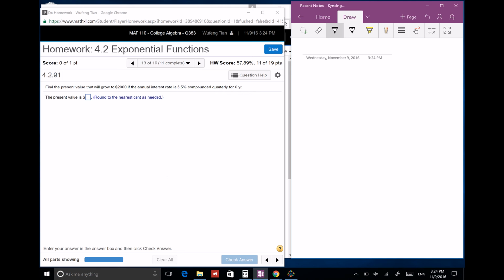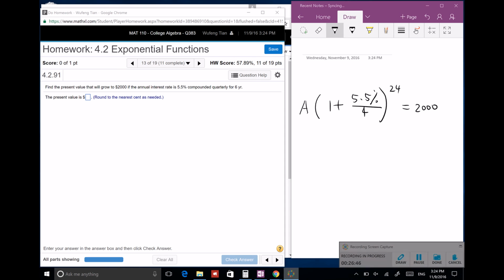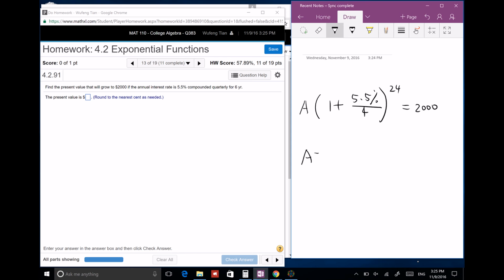For the future value, you have A times 1 plus 5.5% divided by 4, raised to the 24th power, equals 2,000. Okay, that's how you solve it, because you have 6 years and every year is quarterly. Let me see if this is the right formula you need to use. Yes.